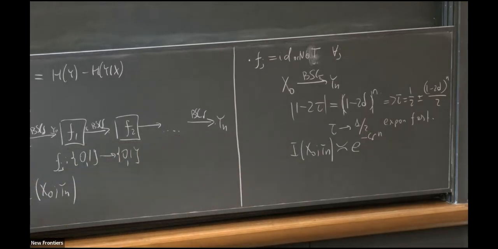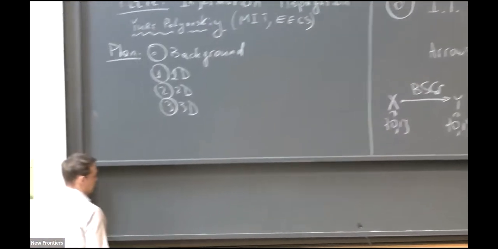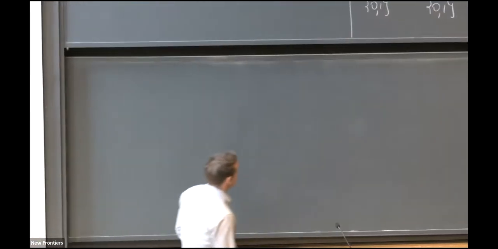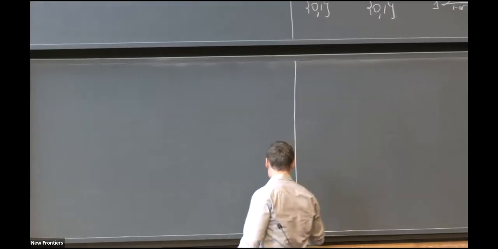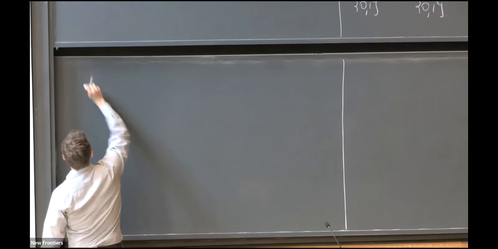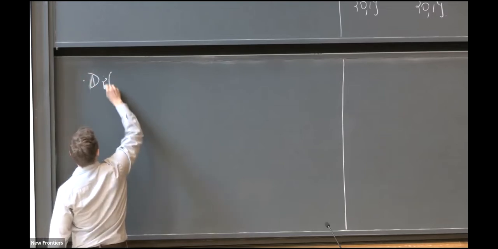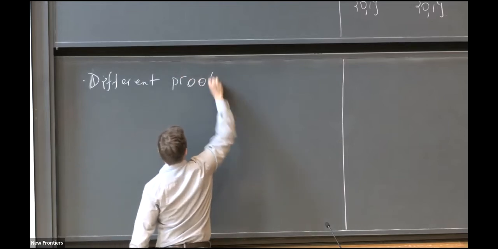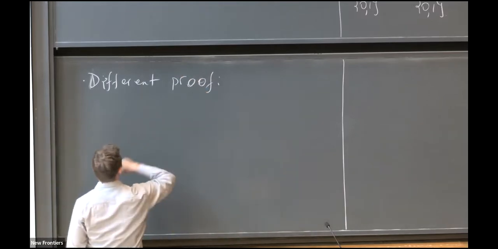Okay, let me just say that again. So this is a probability proof which I did by enumeration of possibilities. There is a slightly different proof. Let me show you a different proof, which is more generalizable.